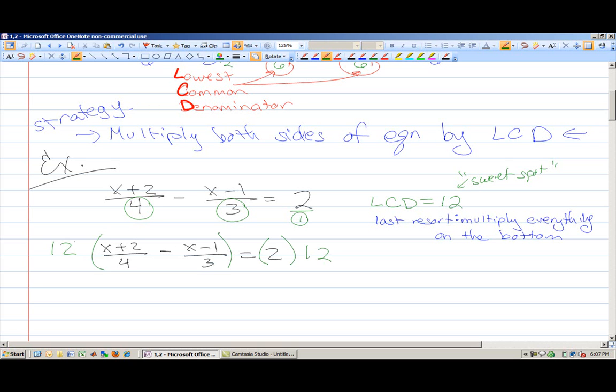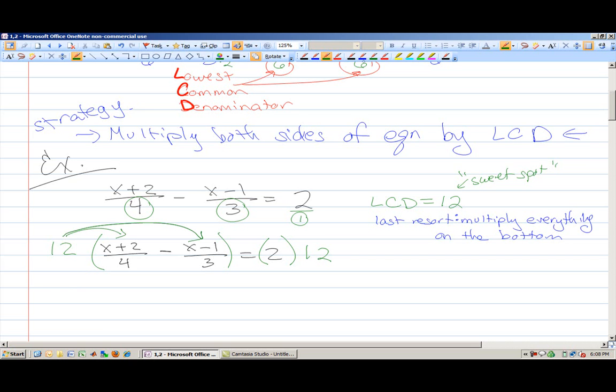Now, if this is making sense to you, go ahead and try to work this out on your own. If you want to pause and try to work it out, that's great. If you just want to work ahead while we're talking, that's fine. But you really don't want to just copy this blatantly. You want to think about why we're doing what we're doing. So I'm going to distribute that 12 across.